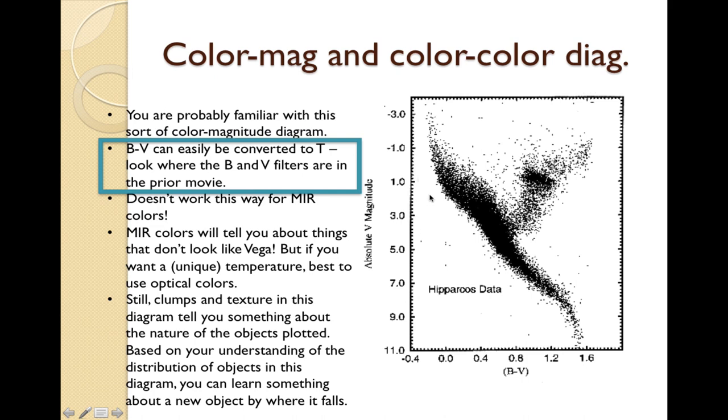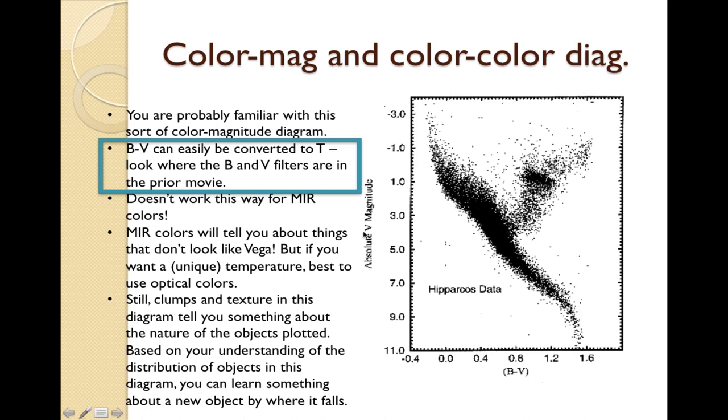So you can make plots like this, and you can understand, okay, stars spend most of their life on the main sequence, and then they evolve off and become giants, and they move down here, and they become white dwarfs. Lots and lots of deep physical insights have come from this diagram. You are not able to make a diagram exactly like this for mid-infrared colors, because mid-infrared colors will tell you about things that don't look like Vega. But if you need a temperature for your source, you need to be looking in the optical.